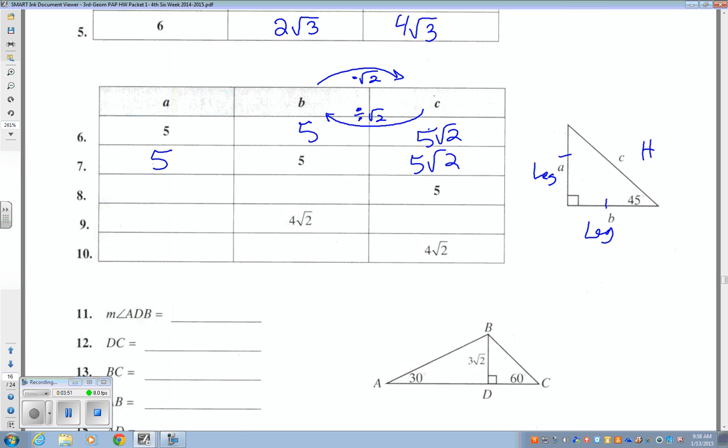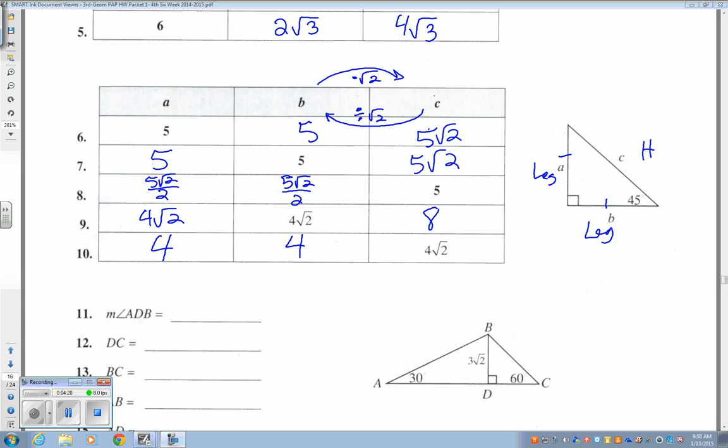Now, C is 5, but we've got to go back to B, so now we're dividing. We should have 5 root 2 over 2. That means that A is also going to be 5 root 2 over 2. All right, B is 4 root 2, so A is 4 root 2, and the hypotenuse would be 8, multiplied by root 2. If the hypotenuse is 4 root 2, then A and B have to be 4. All right, we are done. Any questions on that?